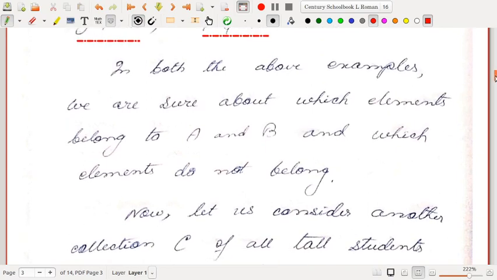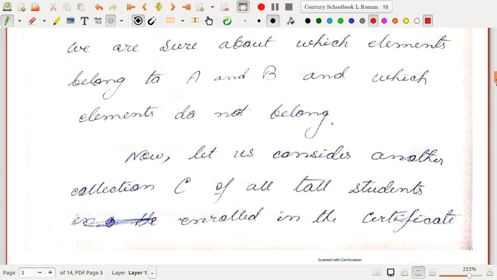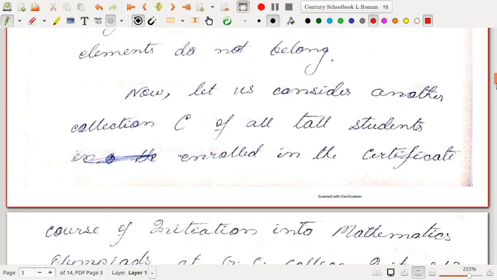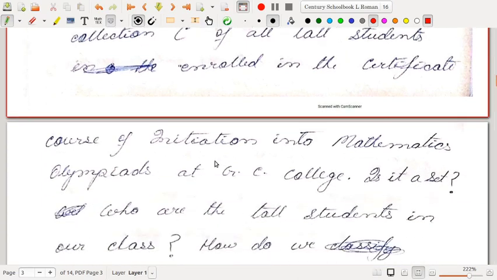Now let us consider another collection C of all tall students who are enrolled in the certificate course of Initiation into Mathematics Olympiads at GC College. So is it a set?